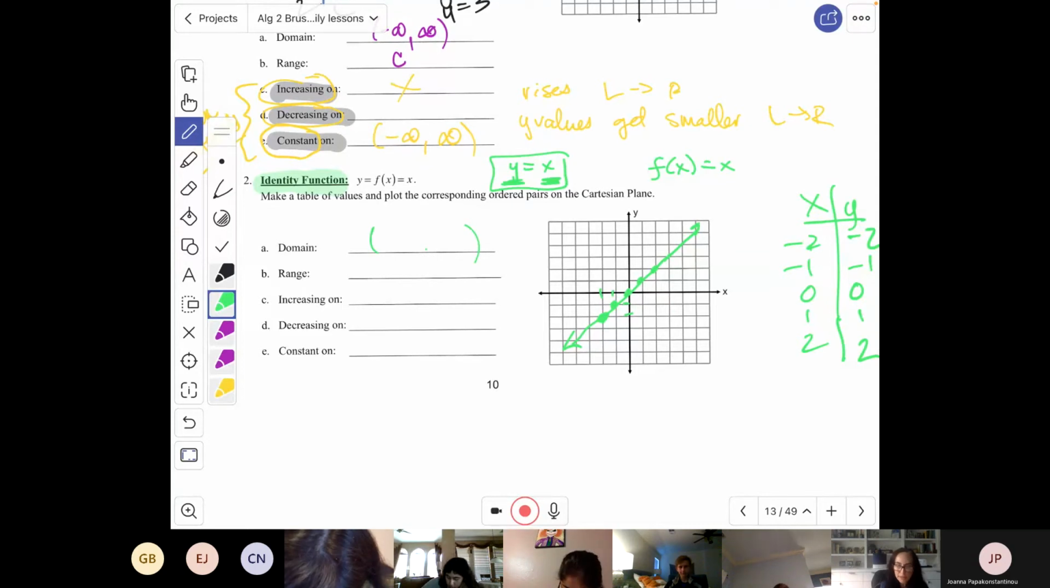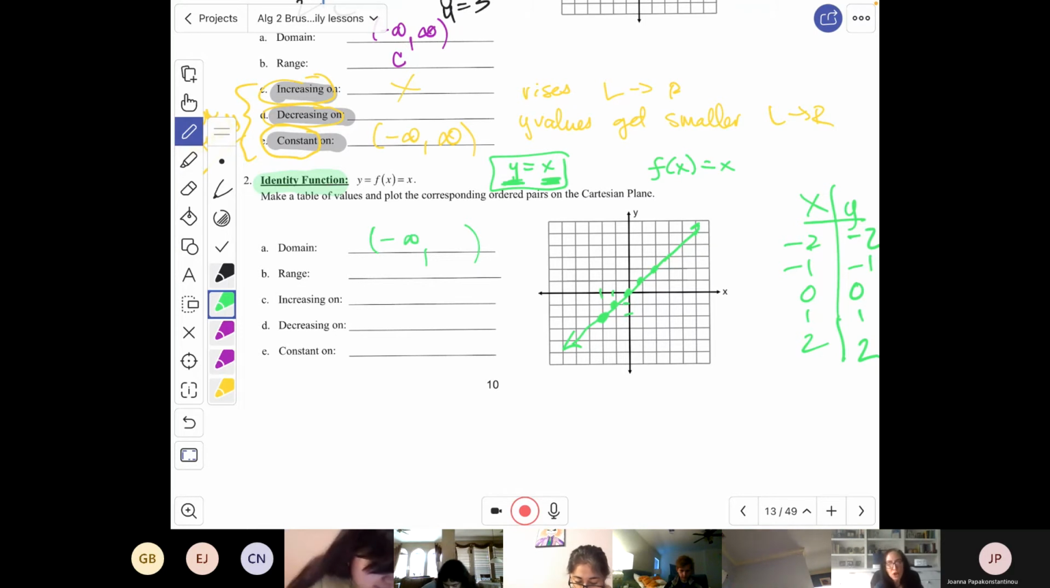Nathan, Natalie, anybody? Can anybody tell me the domain values, the interval? What's the smallest x value? Natalie, I see you're moving your lips. Say it. What is the smallest x value? Would it be -infinity? It would be -infinity, absolutely.